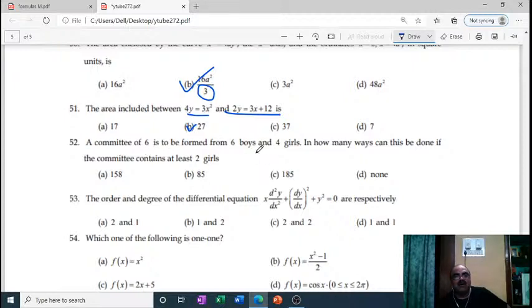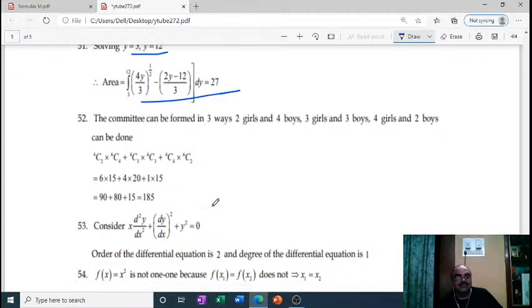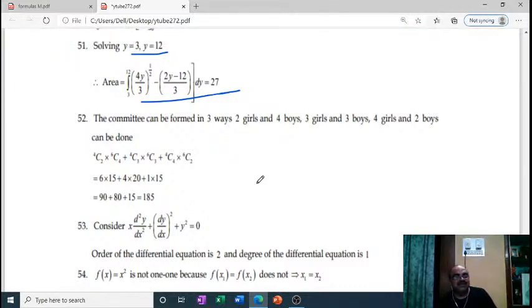A committee of 6 to be formed, 6 boys and 4 girls. In how many ways can this be done if the committee contains at least 2 girls? See, 3 ways it can be done: 2 girls, 4 boys; 3 girls, 3 boys; 4 girls, 2 boys. Combinations. 3 major ways. So which are those? 4c2 into 6c4 plus 4c3 into 6c3 plus 4c4 into 6c2. That is 6 into 15 plus 4 into 20 plus 1 into 15. 90, 80, 15, whose sum is 185.